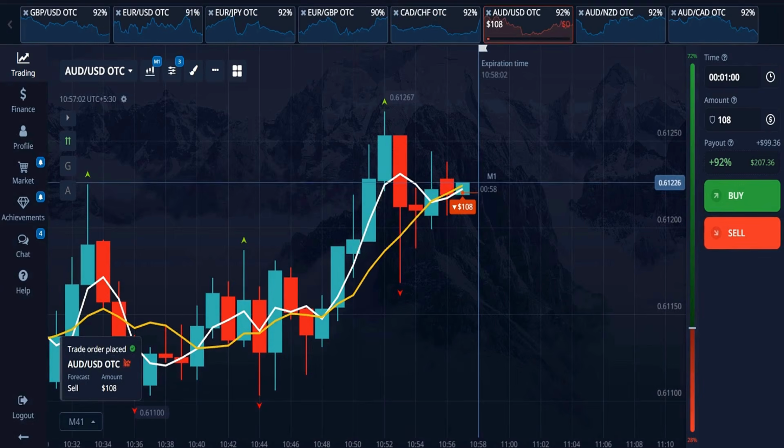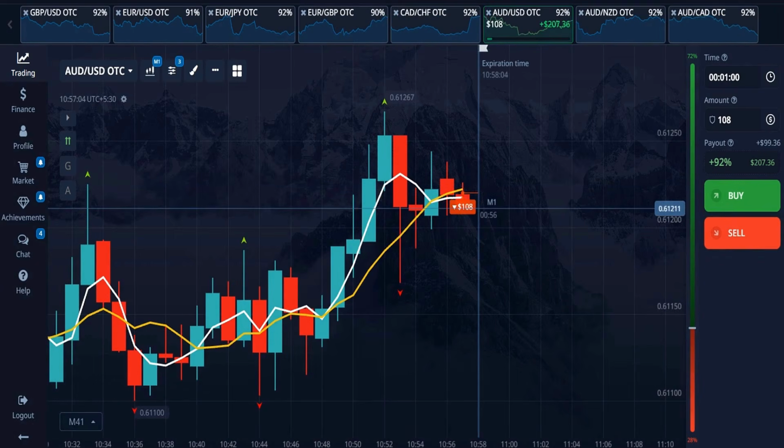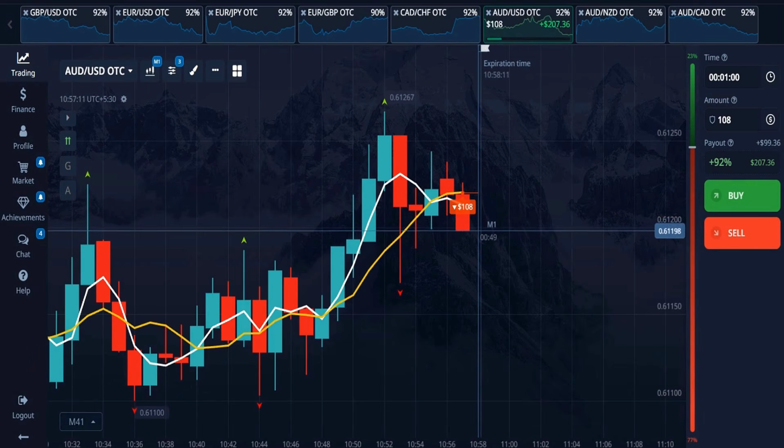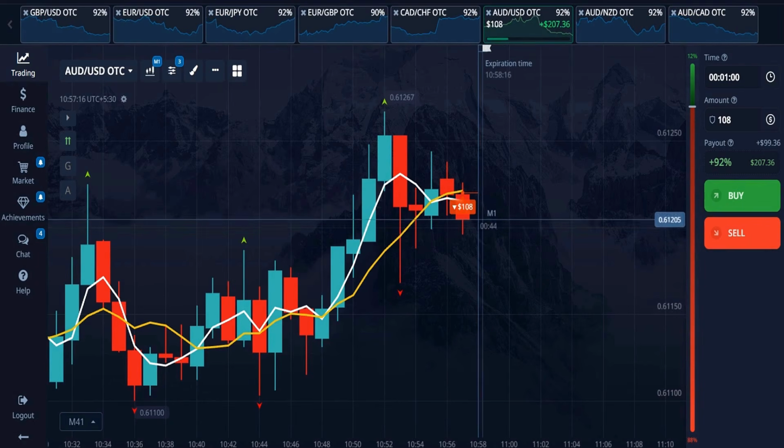According to our strategy, this is a perfect sell trade setup, and here's why. The fast-moving average, white line, has crossed below the slow-moving average, red line, our first signal for a bearish trend. After the crossover, a bearish candle has formed, confirming downward momentum.